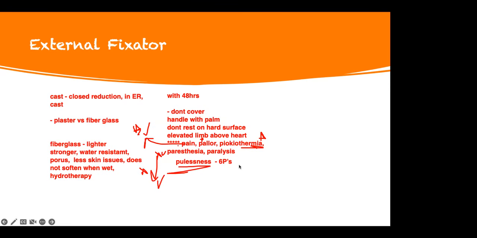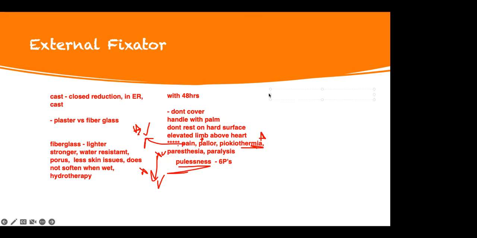They will tell you somebody has a cast placed and is asking for pain medication every hour. Yes, you have to see that patient. That's a clue telling you they're developing compartment syndrome. So 48 hours is your key.